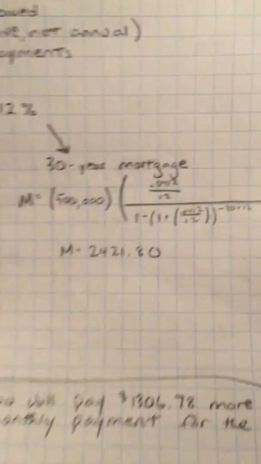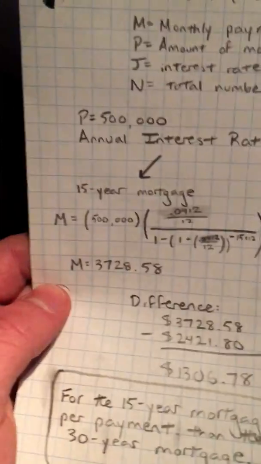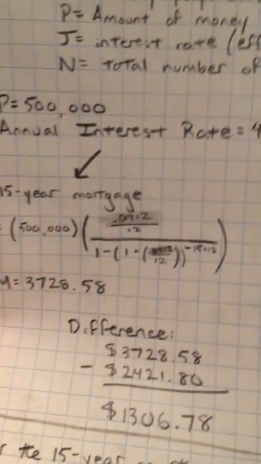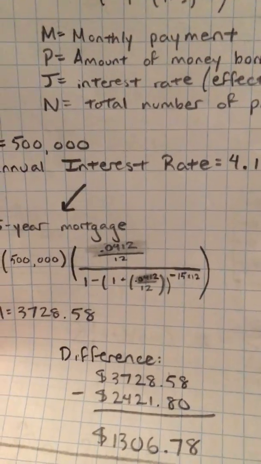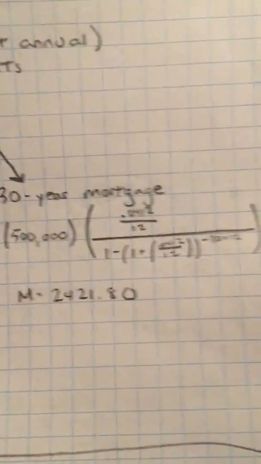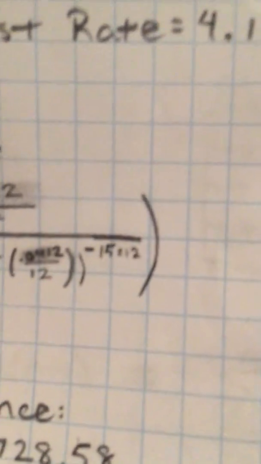This problem on this side is the exact same as the one on this side, but the only difference is the total number of payments. On this side, we are paying 12 times a year for 15 years. On this one, we are paying 12 times a year for 30 years. So we just have to plug in those two different values. Over here, we have 15 times 12, and over here, we have 30 times 12. That's the difference in the two problems.